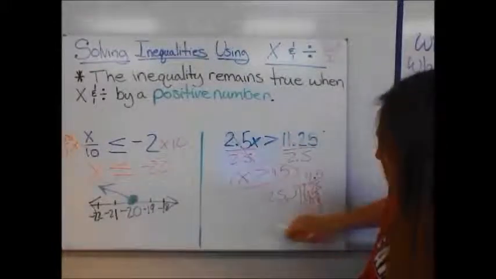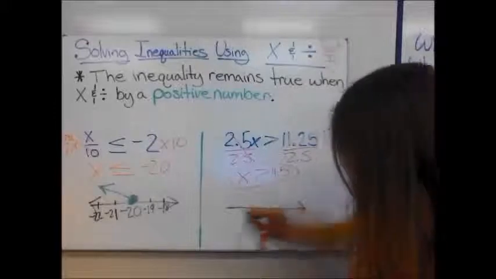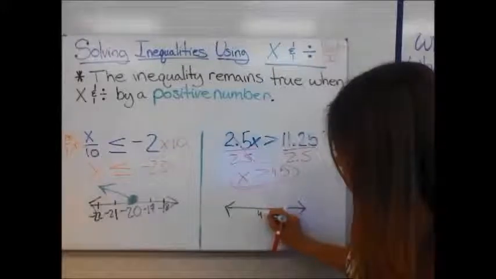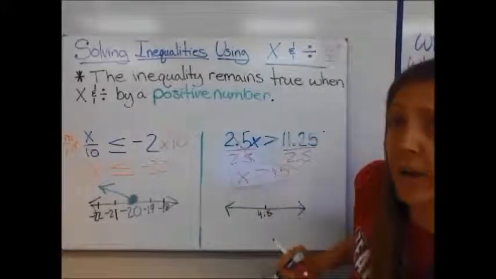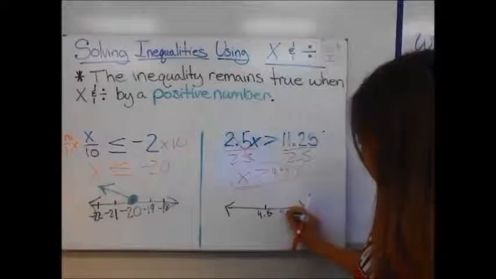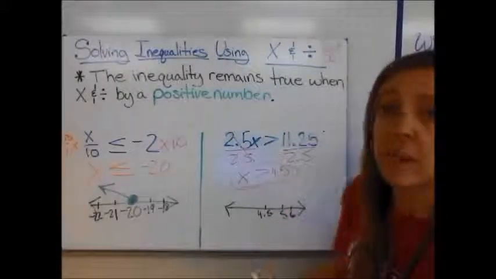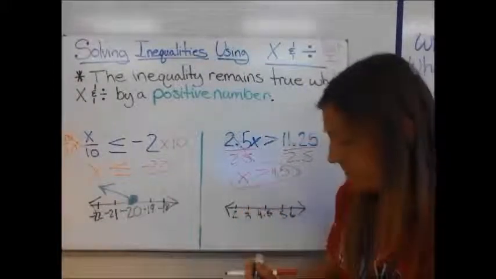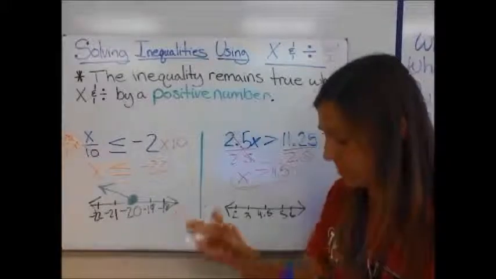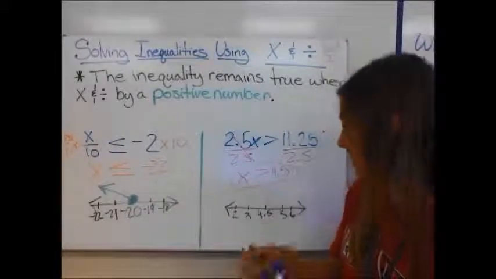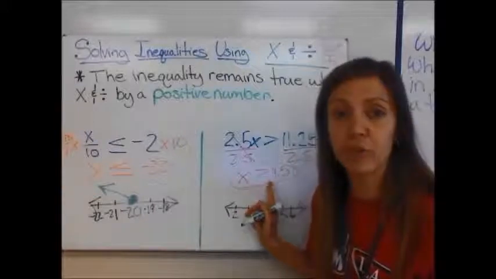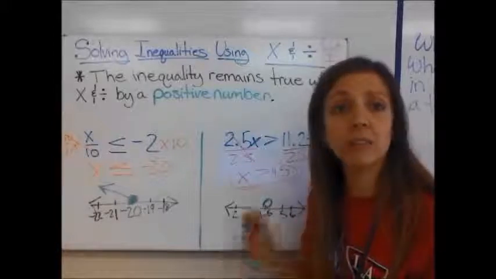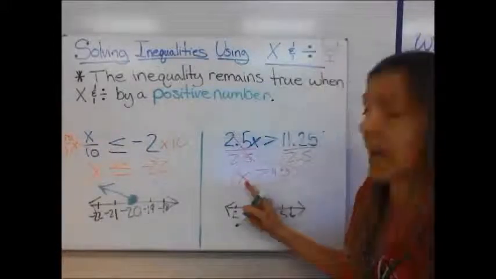So x is greater than 4.5. I'm going to put 4.5 right in the middle of my graph. Numbers greater than 4.5 to the right. Numbers less than 4.5 to the left. I'm going to draw an open circle because of the symbol. And I'm going to point my arrow in the direction that means greater than, which is to the right, because x is greater than.